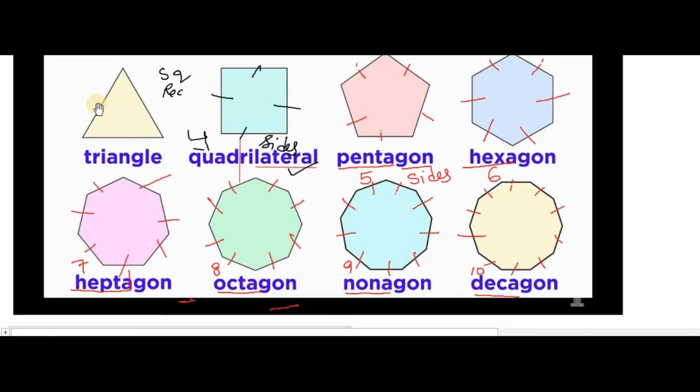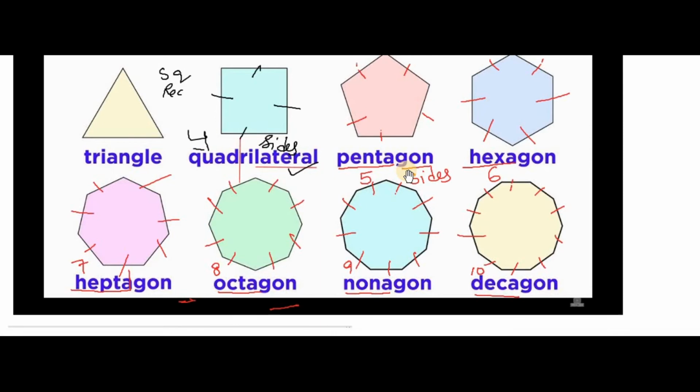A simple closed figure formed with 3 line segments is called a triangle. A simple closed figure formed with 4 line segments is called a quadrilateral. I already said, quad means 4. In this, tri means 3. Angle, of course you all know that. That we are also going to learn in the next classes.